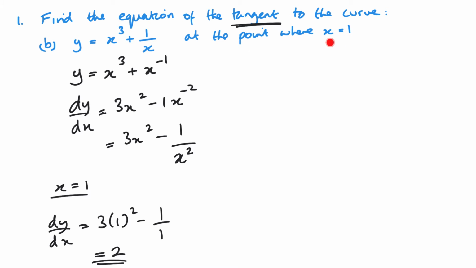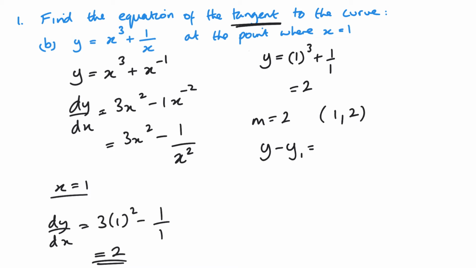Now, I'm given the x value, I'm not given the y value. So I need to find the y value. So find the y value when x equals 1. So now I have a gradient of 2 and a coordinate of 1, 2. So I go to the equation of a straight line and substitute all of my values in.